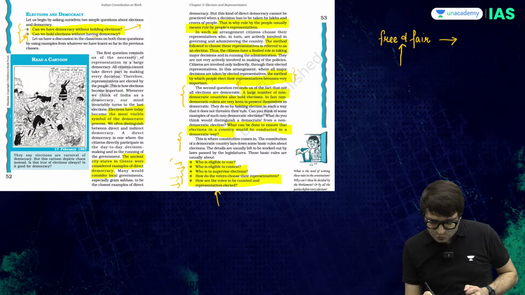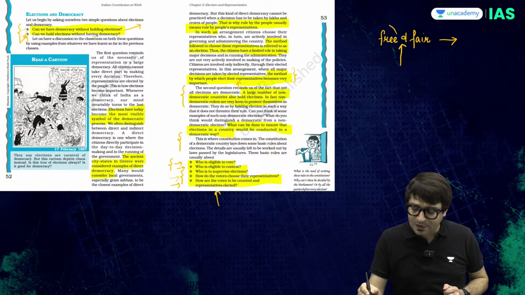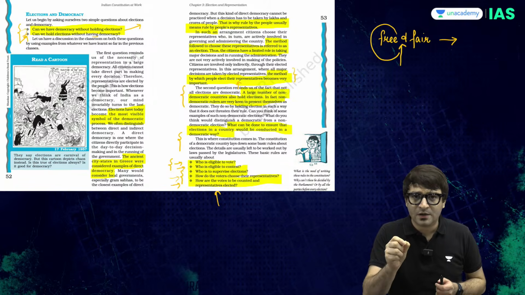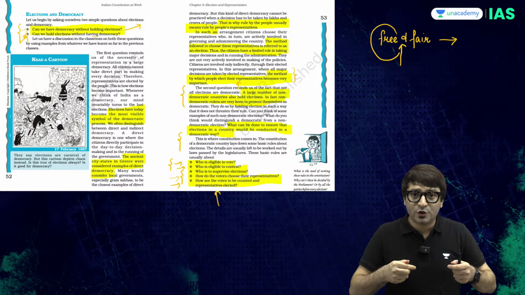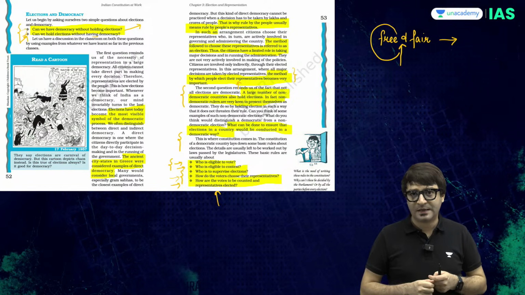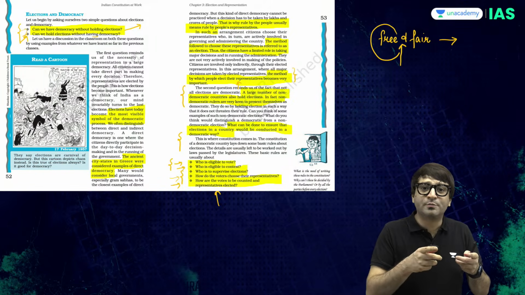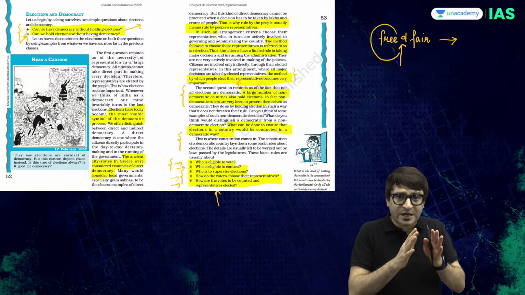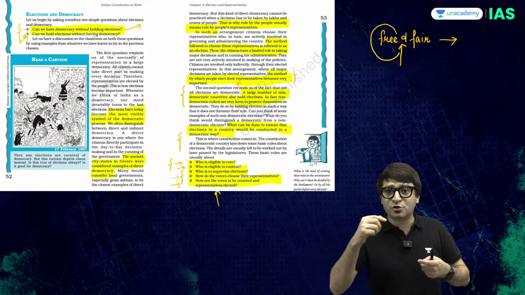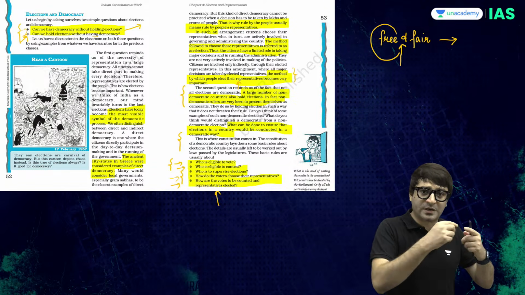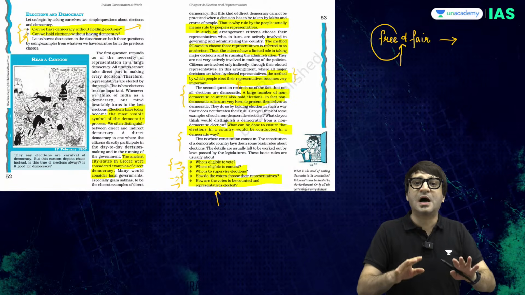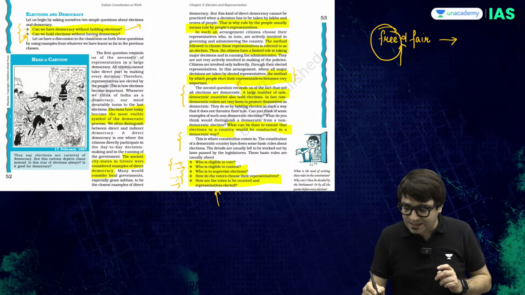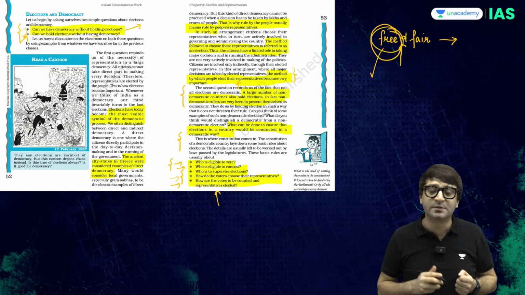So what are you saying? I'm saying the first two questions tell us about free elections. What are free elections? Everybody who is eligible to vote should be allowed to vote. Everybody who is eligible to contest elections should be allowed to contest elections. So election has to be free. Anybody who wants to vote and is eligible, anybody who wants to contest elections and is eligible should be allowed to exercise these rights. And if that happens in a country, we say that country is holding free elections.